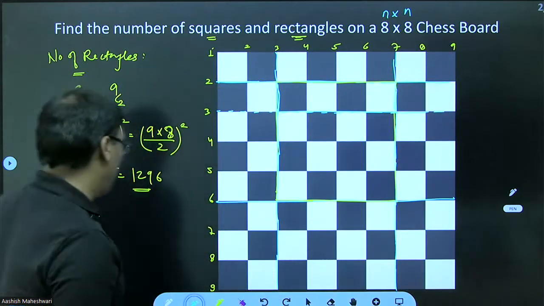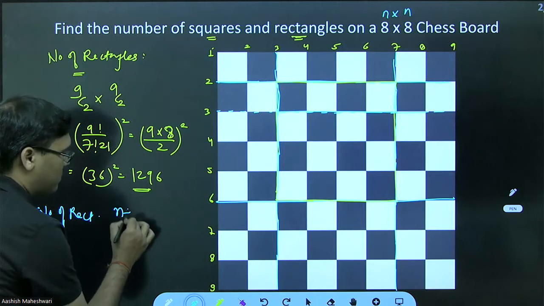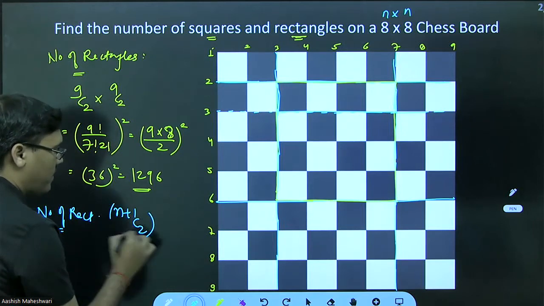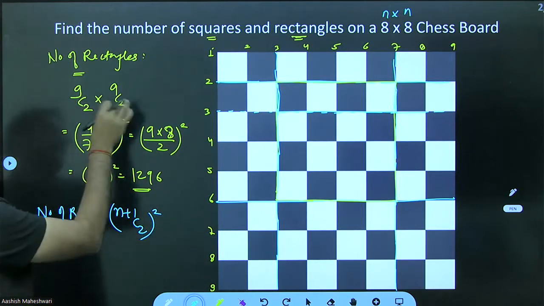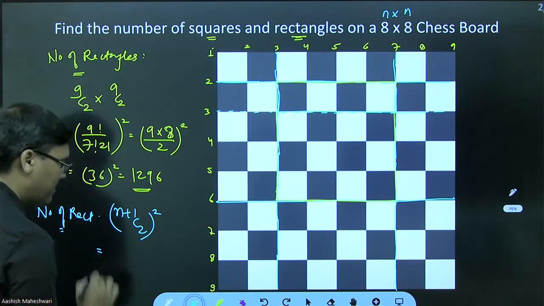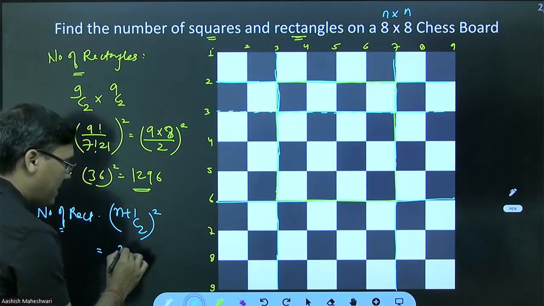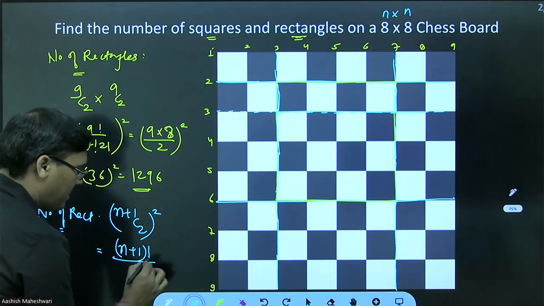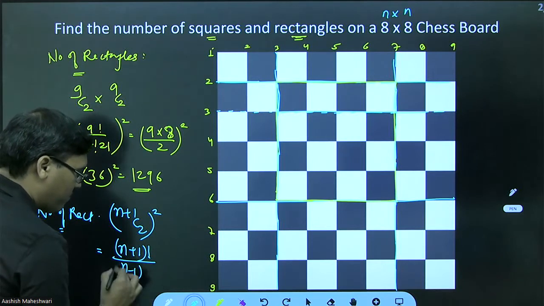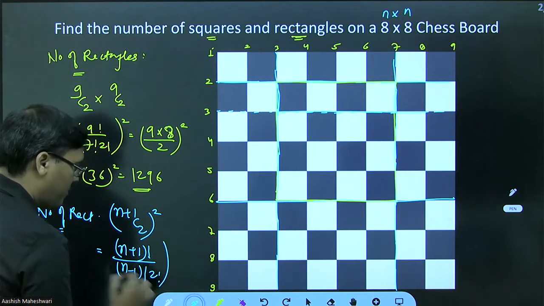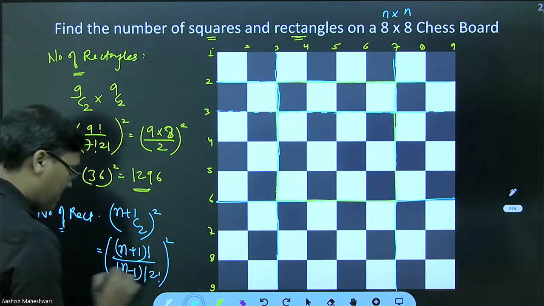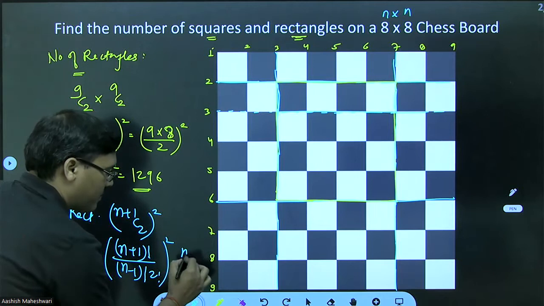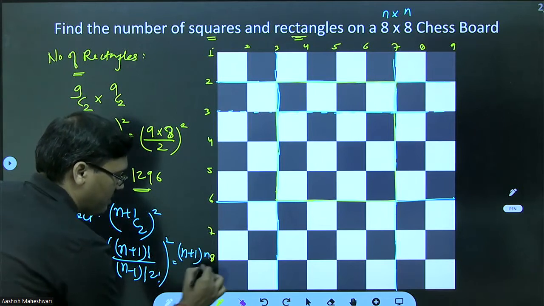Similarly, 9 horizontal lines. So what is this? This is (n+1)C2 whole squared. Total number of rectangles, you can see exactly the same thing. If I simplify this, you can see, (n+1) factorial divided by (n-1) factorial times 2 factorial, whole squared. So if I simplify this, this is ((n+1) times n by 2) whole squared.